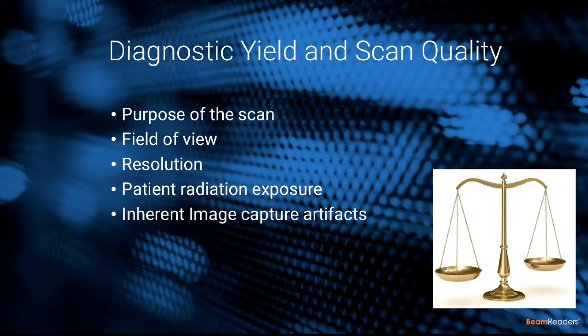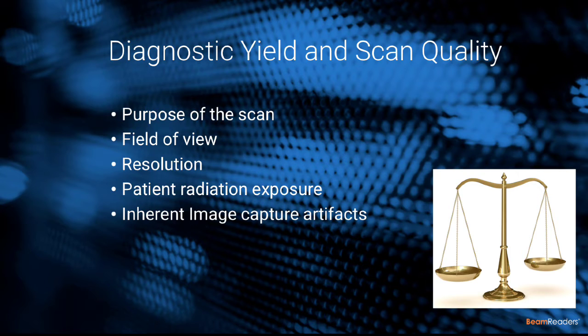When we look at a scan, we always have to do a balancing act between the amount of information we get, which is called diagnostic yield, scan quality, and exposure to the patient. So there's always a give and take here. And I think we need to look at it more as a benefit versus risk ratio. The traditional teaching has always been risk versus benefit, but I think we should look at it as benefit versus risk.